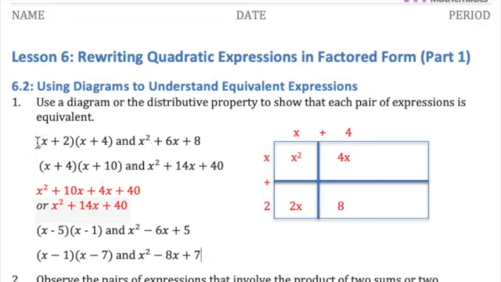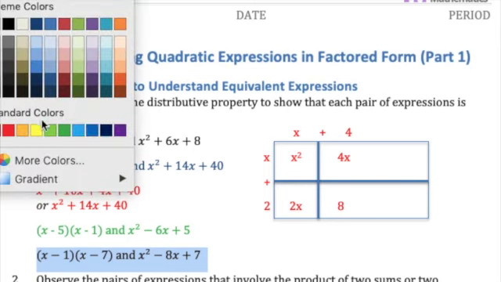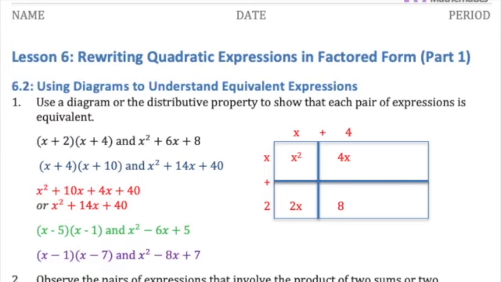So I want you to observe the pairs of expressions we've got. We've got this first one in black. We've got the second one, which I will, I guess, make blue. We've got the third one in green. And we've got the fourth one in purple. So I want you to observe the pairs of expressions that involve the product of two sums or two differences. So we have a plus and a plus, or a minus and a minus. And I want you to see how each expression in factored form is related to the equivalent expression in standard form. Do you notice anything about the relationship between the numbers you start with and the numbers that you end with? Like what happens there?